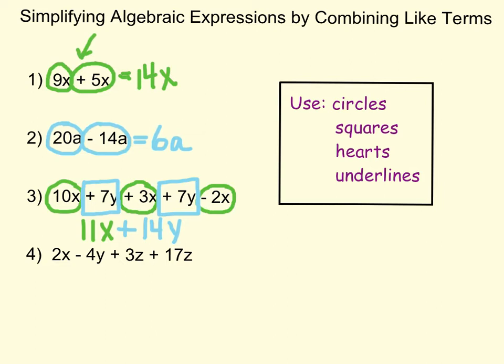All right, and lastly, number 4, let's go ahead and circle our like terms. We have a 2x. It doesn't look like that matches up with anything, so I'm going to leave that one alone. The minus 4y, again, doesn't match up with anything. However, we do have a plus 3z and a plus 17z. So that 2x minus 4y that's in the beginning is just going to stay the same. But we are going to combine the 3z and the 17z to make 20z. And that's as far as I can go. That's your answer.